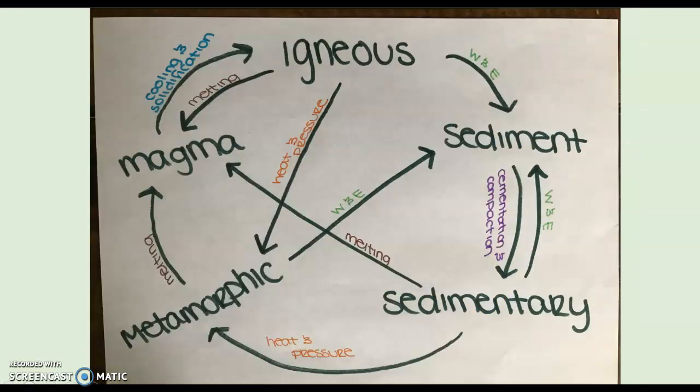Now you notice Mrs. Carlson got a little lazy and she didn't write weathering and erosion for all of our arrows pointed to sediment. I put W and E. That just means weathering and erosion. But you can see just like as we were going through it, that we have 3 arrows pointing at sediment, from igneous, metamorphic, and sedimentary, and they're all labeled with the same thing.